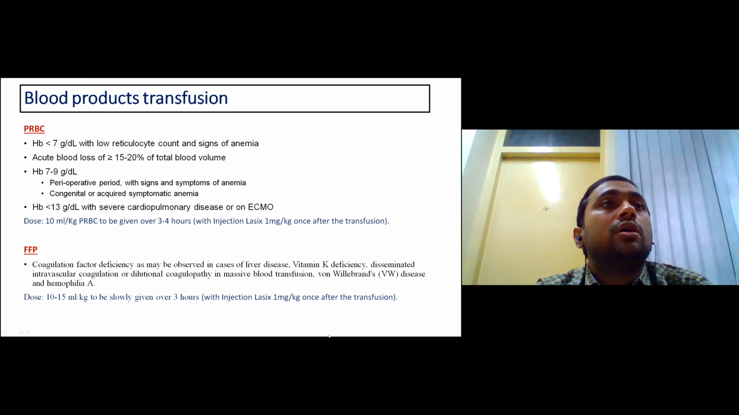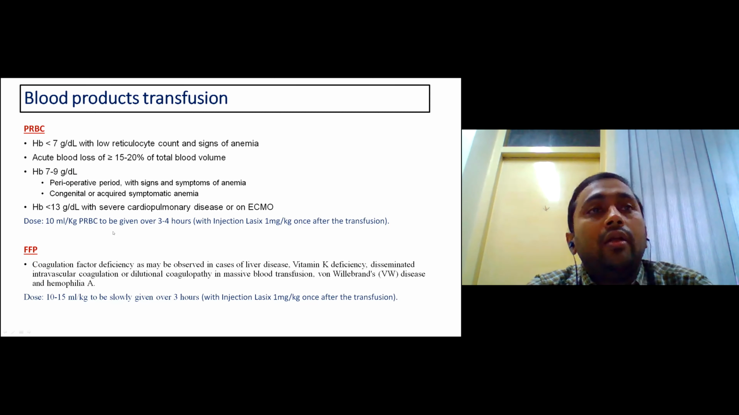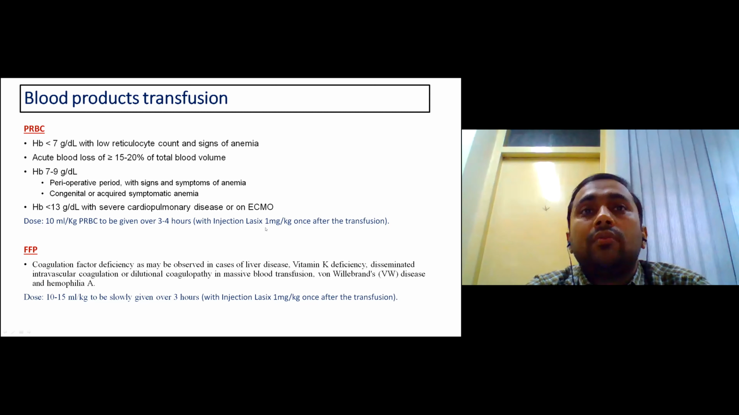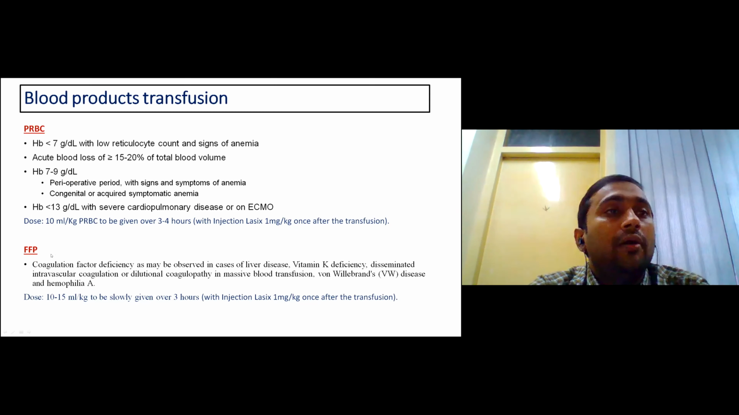Coming to blood products, I will be talking very briefly about PRBC and FFP transfusion. These are the indications regarding PRBC transfusion. I would like to emphasize the dose. It's 10 ml per kg, and it has to be given slowly in children over 3 to 4 hours with Lasix cover. We give Lasix 1 mg per kg once after the transfusion.